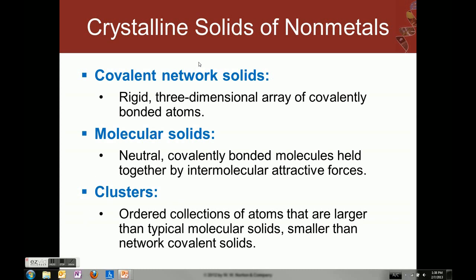So this video is about the crystalline solids formed by various nonmetals. We're going to look at three different types: covalent network solids, molecular solids, and clusters. You'll see examples of these types as we go through, but here are some definitions that you can read. These are from your textbook.